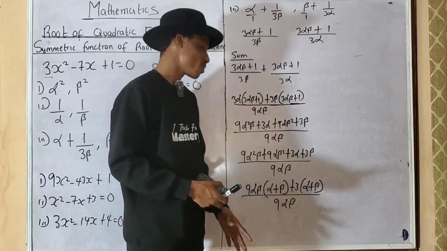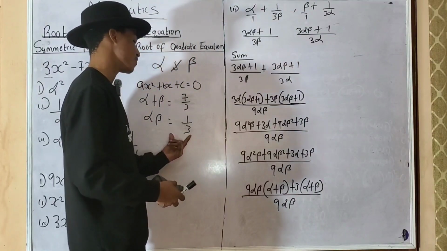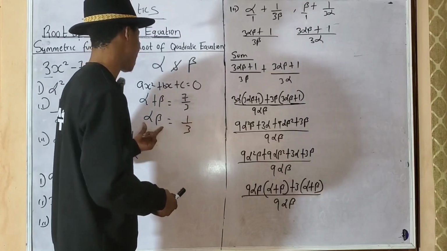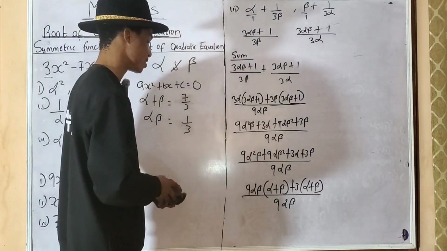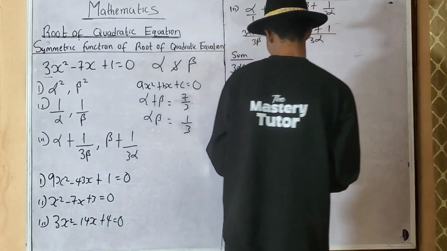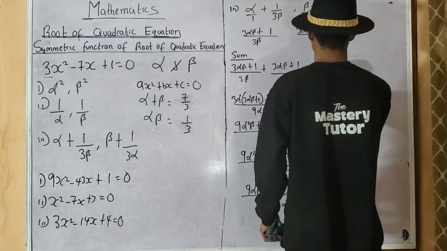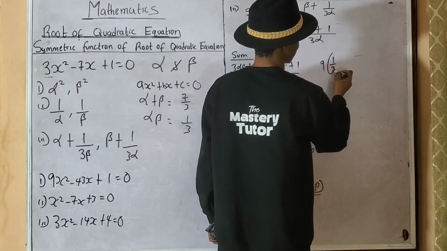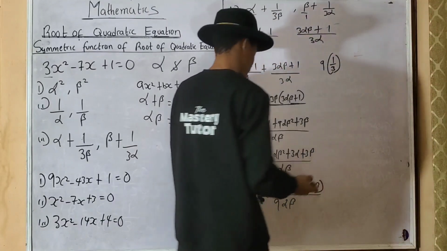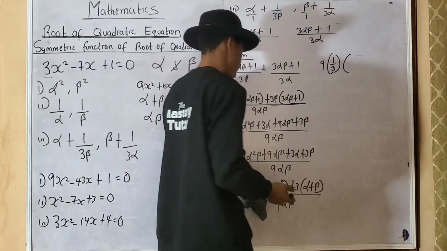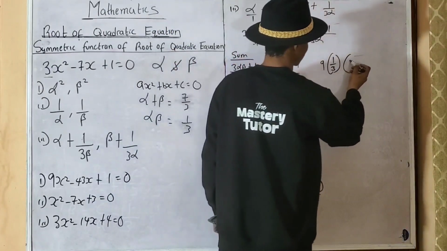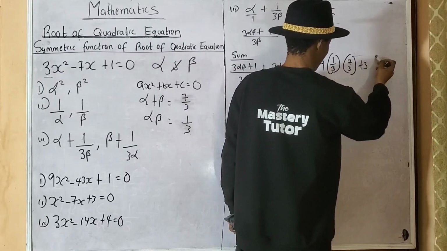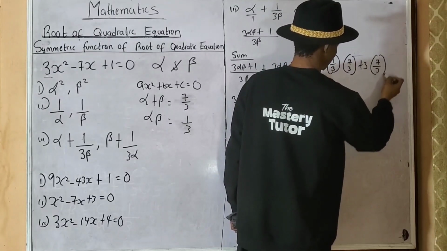So now we can go back to this and substitute the value of alpha plus beta as 7 over 3 and alpha multiplied by beta as 1 over 3. So the equation becomes, now 9 alpha beta will be 9 multiplied by 1 over 3. Sorry, I'm blocking your view. 9 multiplied by 1 over 3 multiplied by (alpha plus beta). Alpha plus beta is 7 over 3. So I'm going to have 7 over 3 plus 3 multiplied by 7 over 3.